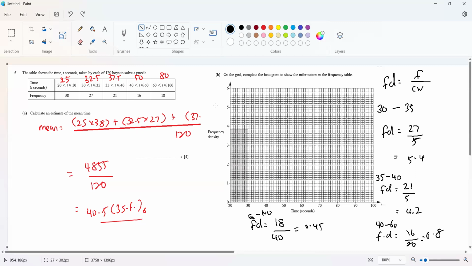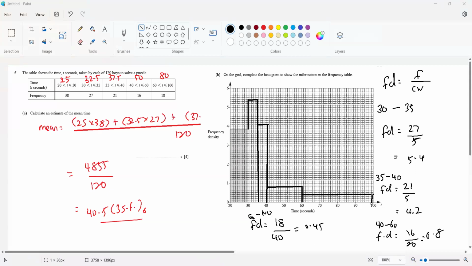The calculations are correct. It's just that for my graph drawing, I may not be as accurate. So I trust that you guys will be more accurate than I am. So 35 to 40 would be 4.2. So 4.2 is probably somewhere around here. And then you will have 40 to 60 at 0.8, somewhere around here. And then the last one is 0.45, which is 60 to 100, somewhere around here. So this is the rough shape it should look like, but your value should be precise, yeah?